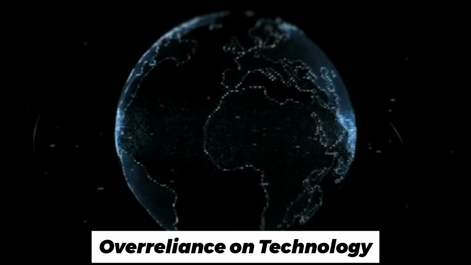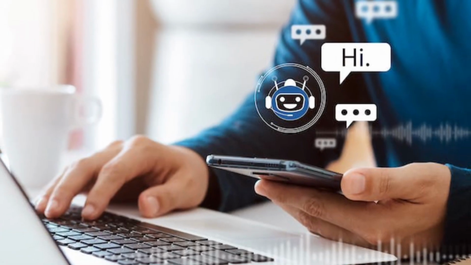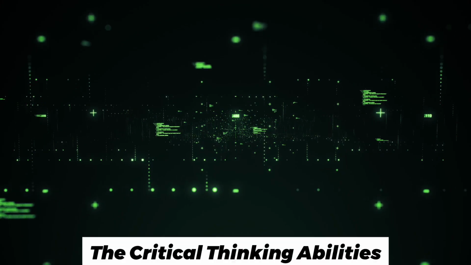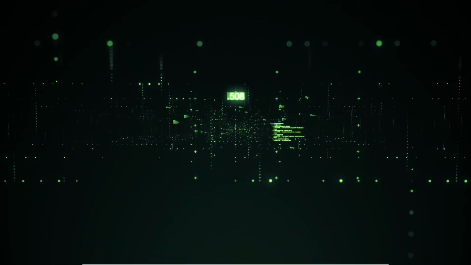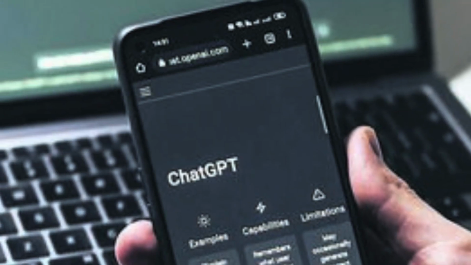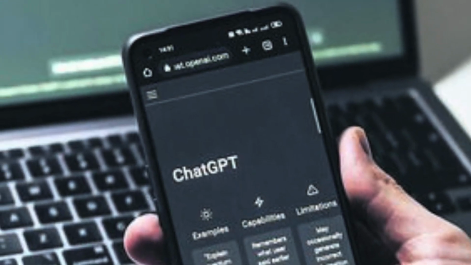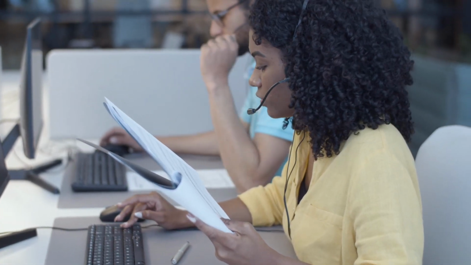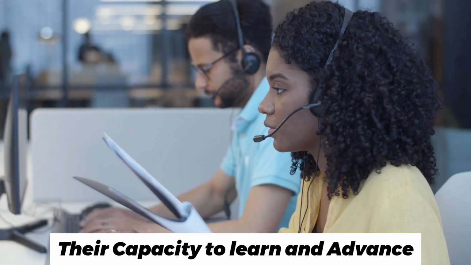Over-reliance on technology. One of the potential negative impacts of ChatGPT on students is over-reliance on technology. The critical thinking abilities required to assess information and develop independent solutions to problems may not be developed in pupils who rely too heavily on ChatGPT. Also, they can lose the will to look for information independently, hindering their capacity to learn and advance.